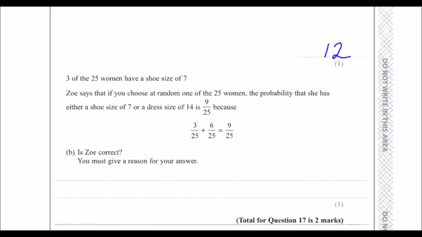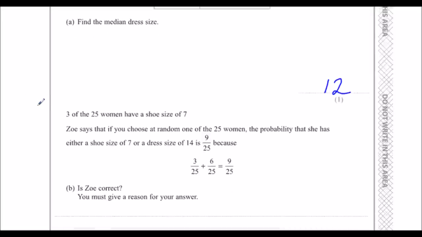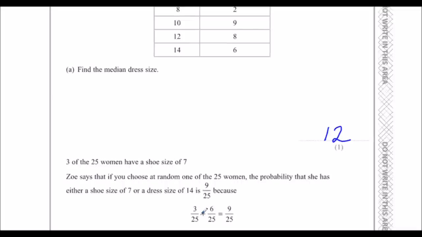Three of the 25 women have shoe size 7. Zoe says if you choose at random one of the 25 women, the probability she has either shoe size 7 or dress size 14 is 9/25, because 3/25 and 6/25 equals 9/25. So 6 women do have dress size 14, 3 women do have shoe size 7, so this would be right as long as none of the women have both.